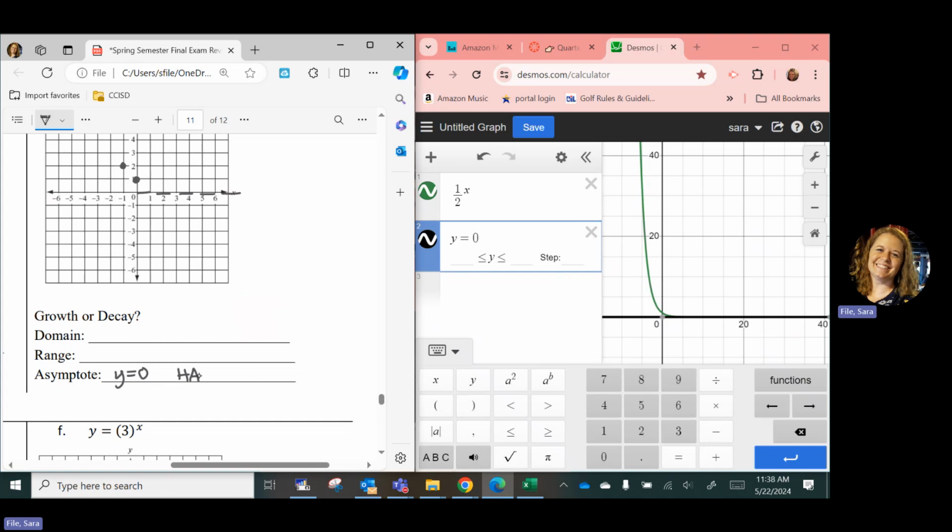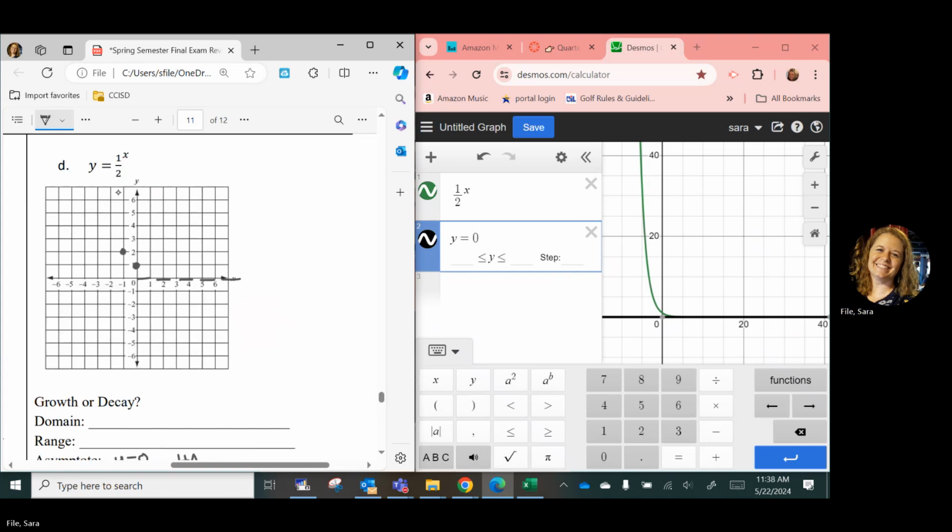Now this function is increasing or decreasing? When we read a graph, we read it just like a book, left to right. So if I were to trace this, am I coming down or going up? Down. It's decay.